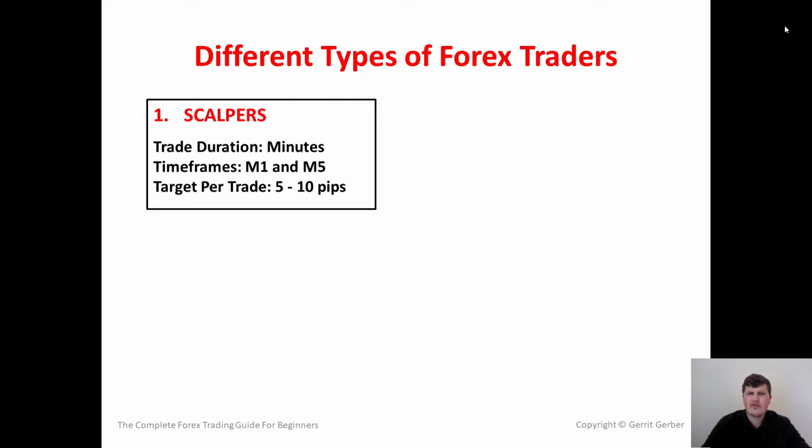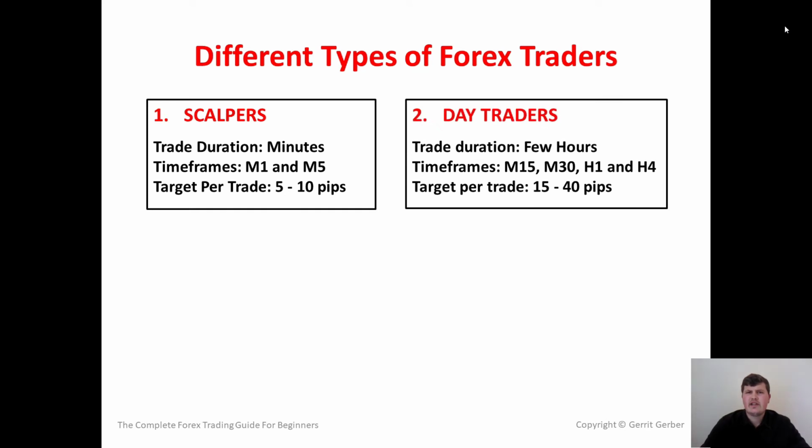Now, the second group of Forex traders you'll find in the Forex markets are called day traders. These traders tend to have a trade duration of a few hours and mainly focus on the minute 15, minute 30, hour 1 and hour 4 time frames, and they tend to target a higher pip range than scalpers, of 15 to 40 pips. And day traders like to enter and exit a trade on the same day, and also like scalpers, they prefer to be in and out of the market as quickly as they can.